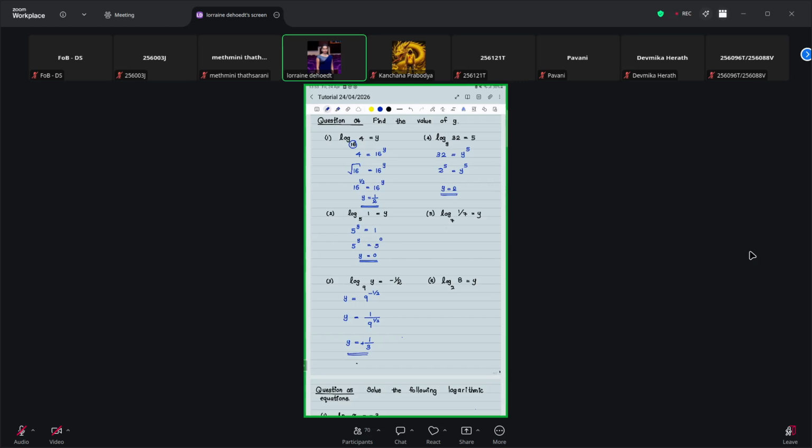Fifth one. It's 1 over 7 equals 7 to the power y. 1 over 7 means 7 to the power minus 1. Because it has the power 1, it is the denominator term and it has a positive power, so you can rewrite this as the numerator term. Then it becomes 7 to the power minus 1. So 7 to the power minus 1 equals 7 to the power y. In here, the bases are equal. That means the indices are equal. So y equals minus 1.